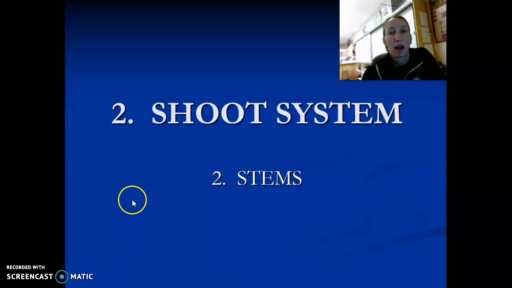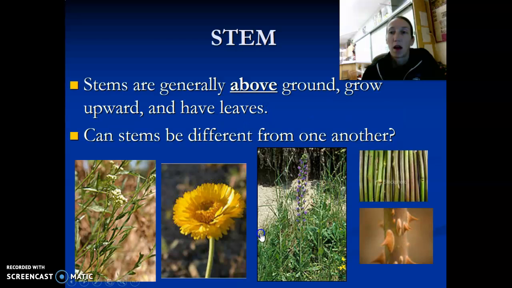Hey everybody, so today we're going to learn the second system related to plants. Remember the first system was the root system, and the only organ that it entailed was roots. And then the shoot system, it has three organs. So it's got stems, leaves, and flowers. So we're going to talk first about stems.